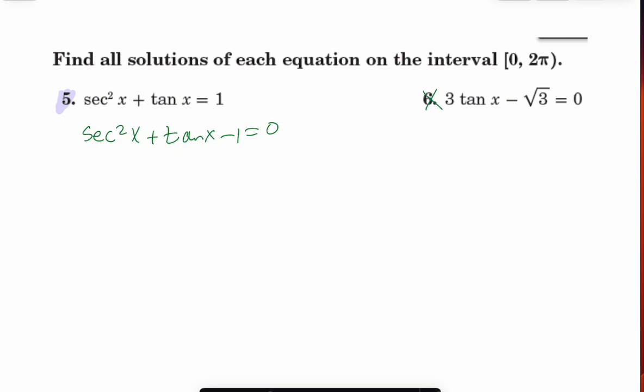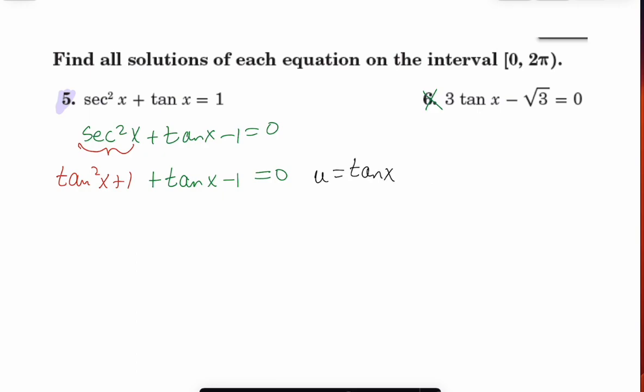But we do know a trig identity that says that secant squared is equal to something good related to tangents. Secant squared is equal to tangent squared plus 1. So that can come out and be replaced with a tangent. Now everything is tangents. So now is a good time to use a u substitution for our tangent.